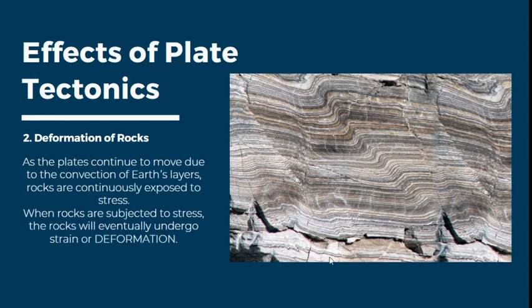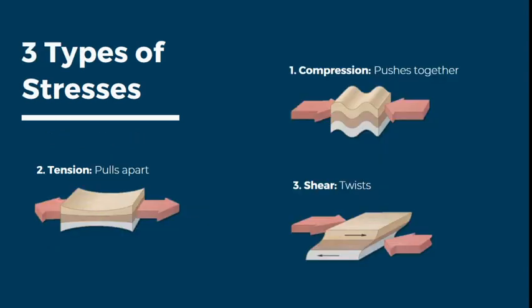Now, as the plates continue to move due to the convection of Earth's layers, rocks are continuously exposed to stress. When rocks are subjected to stress, the rocks will eventually undergo strain or deformation. So what are those stresses? We have here the three types of stresses. First, compression. Second, tension. Third, we have shear.